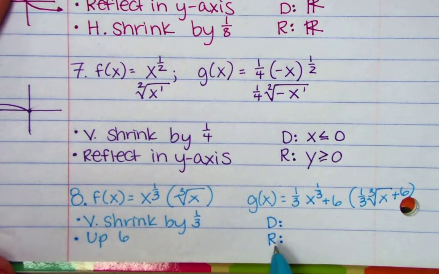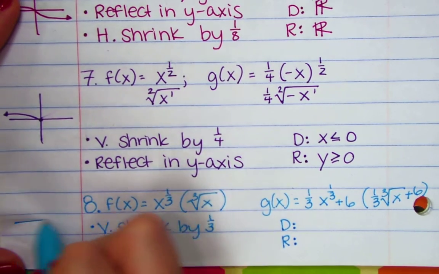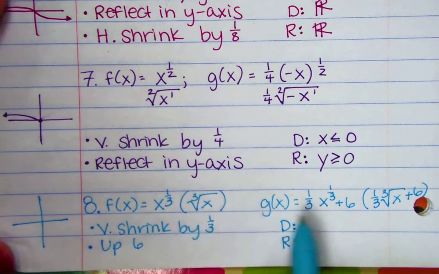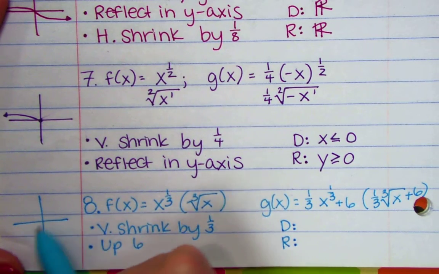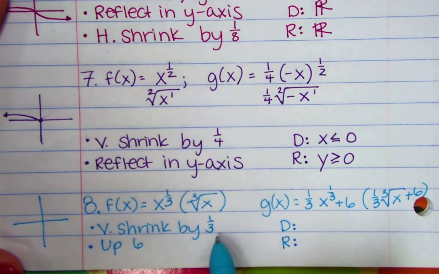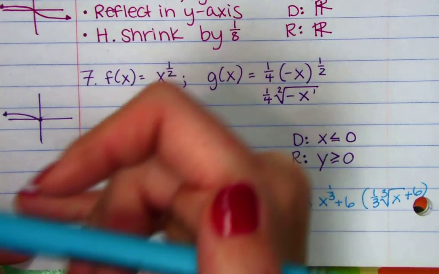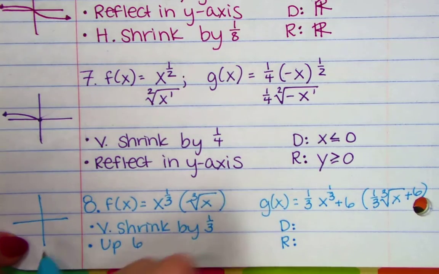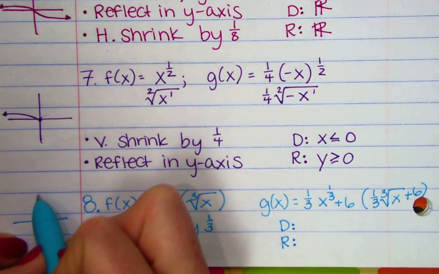Okay, and then we're going to do our domain and range. But again, if we just draw our little sketch over here first, remember this is a cube root, so it goes up like this. It's like a real flat S. Vertical shrink by 1/3 means it's going to get even flatter. Okay, a vertical shrink makes it really flat, but it's going to move up 6.